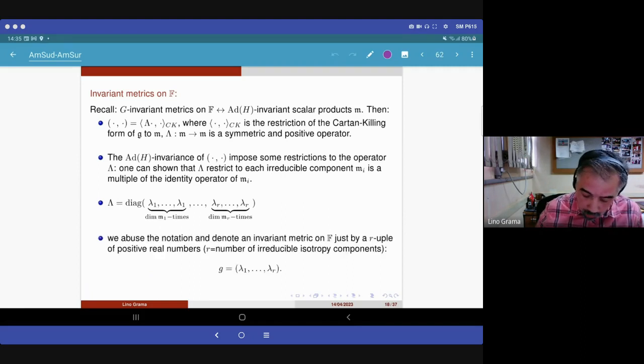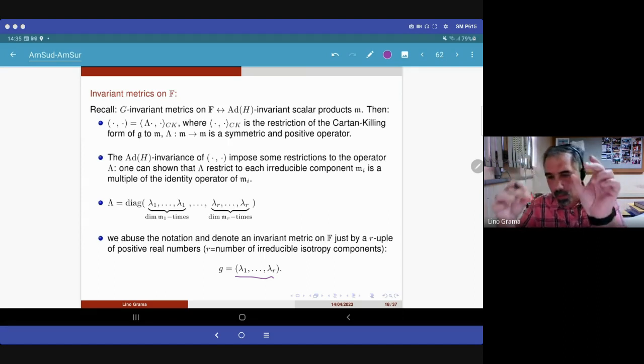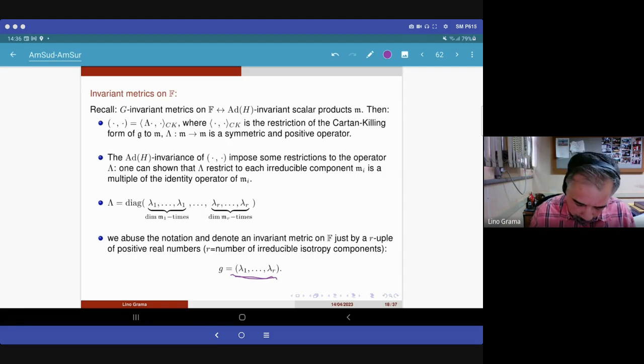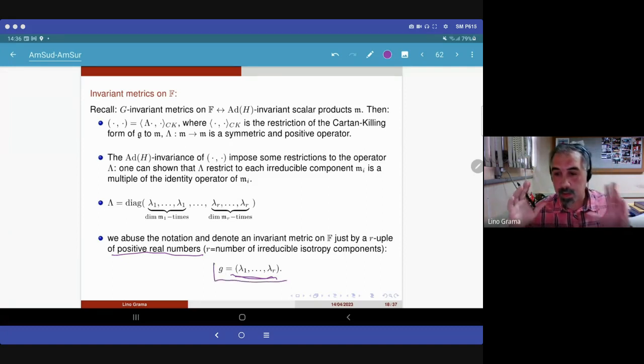But for notation, we abuse the notation, and we denote the invariant metric just by R numbers, where R is the number of irreducible components. Because we repeat, let's just collect these R real positive numbers. In this case, for the flag manifold, this set parameterizes the invariant Riemannian metrics.